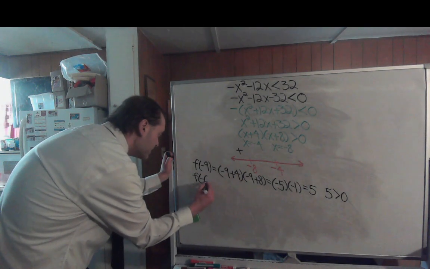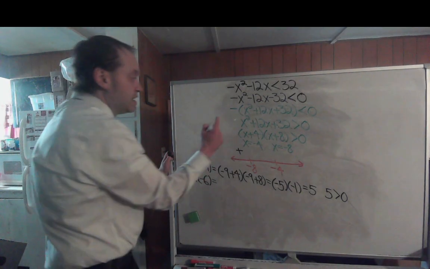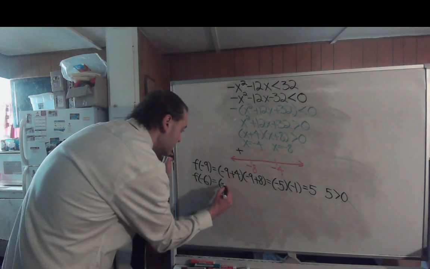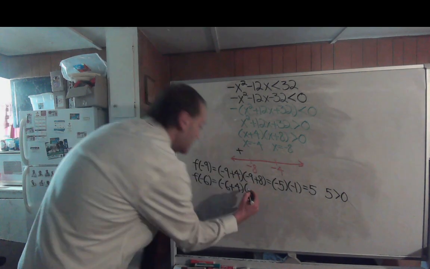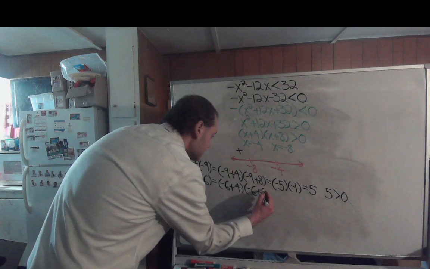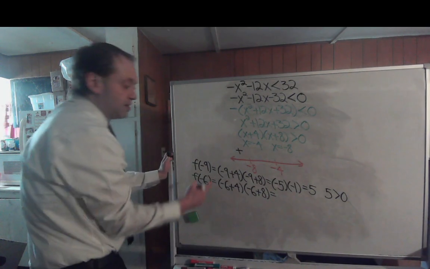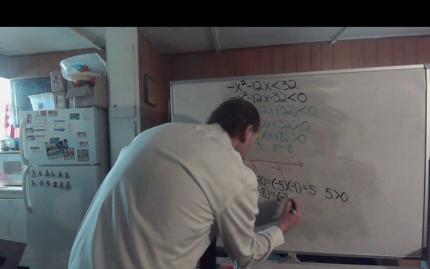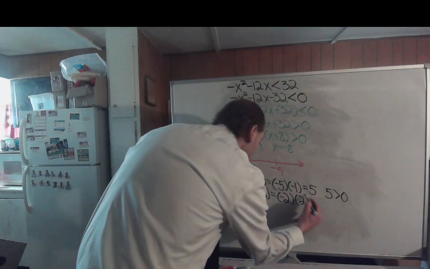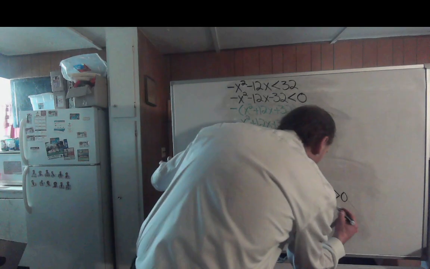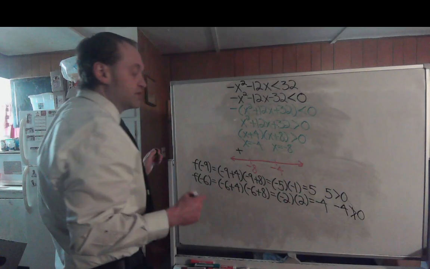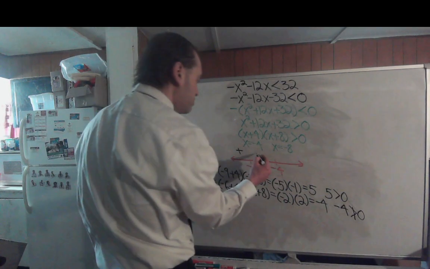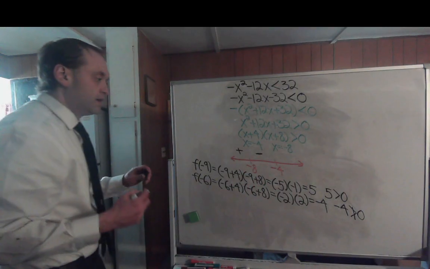So f of negative 6 would end up equaling your factors here. You end up having negative 6 plus 4 times the quantity of negative 6 plus 8, which would end up giving you negative 2 times positive 2, which would give you negative 4. We know negative 4 is not greater than 0. It's actually less than, so you'll put a negative symbol there above it.